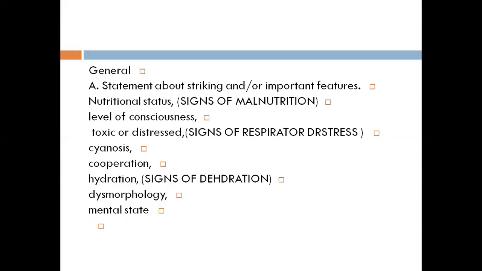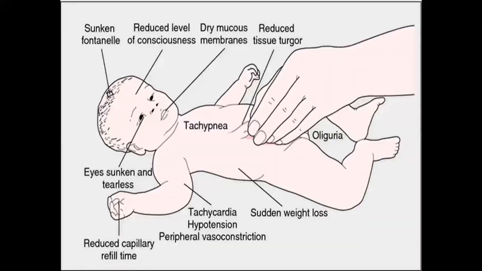So I will look for signs of what? Signs of malnutrition, signs of respiratory distress, and signs of dehydration. I may also look for status, level of consciousness, cyanosis, cooperation, dysmorphology, mental status. I look for all of these, and in the general look I can get an idea. Let's start with signs of dehydration. We always said there are 3 signs: signs of respiratory distress, signs of dehydration and signs of malnutrition.